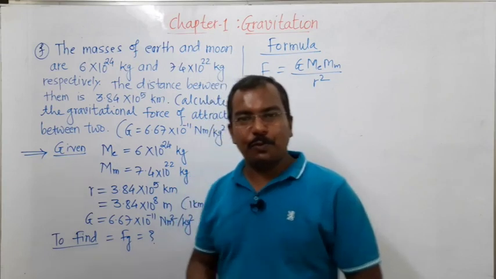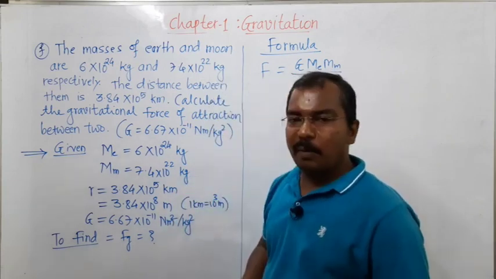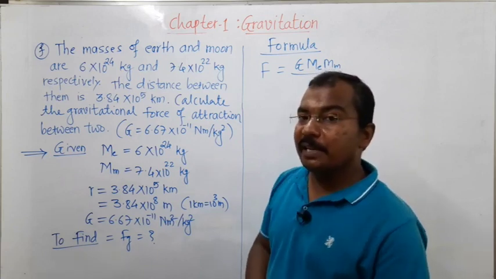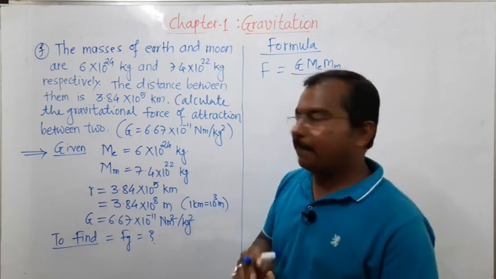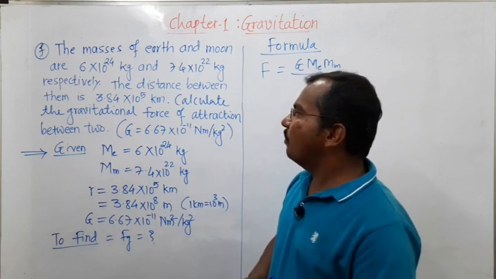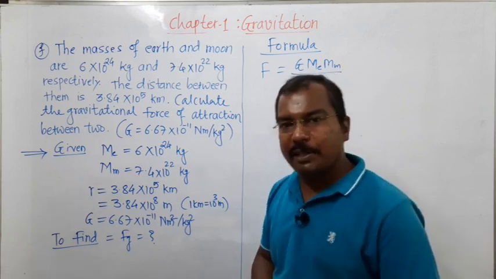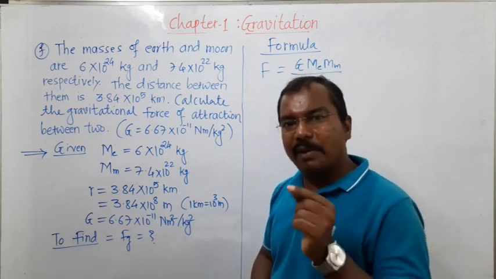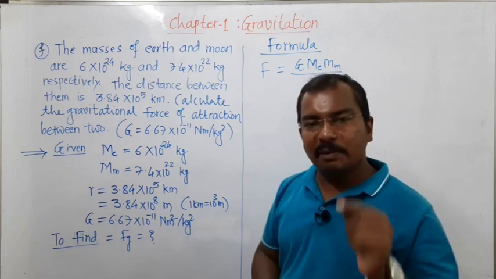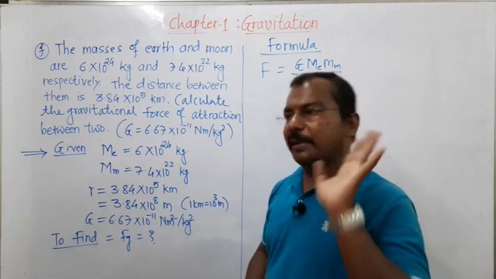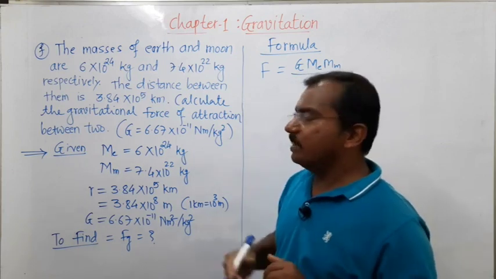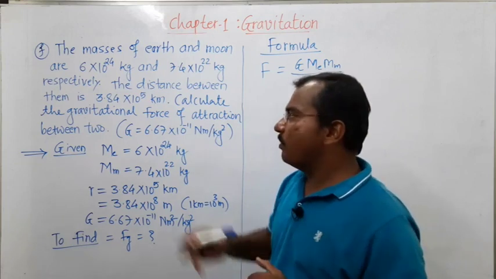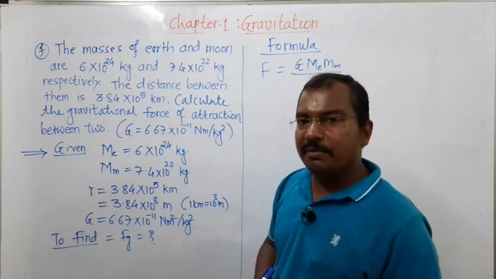Let's move to our next problem, and the problem is here. The masses of Earth and Moon are 6 into 10 power 24 kilogram and 7.4 into 10 power 22 kilogram respectively. Means mass of Earth is 6 into 10 power 24 kilogram and mass of Moon is 7.4 into 10 power 22 kilogram. Okay. The distance between them is 3.84 into 10 power 5 kilometer.